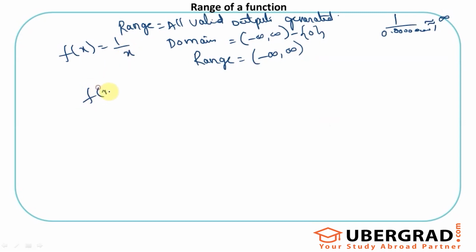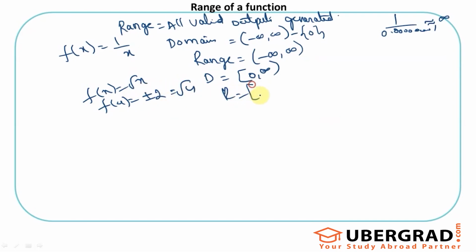Even f of x equals square root of x, as I said, the domain has to be positive. But even if I talk about f of 4, it gives me plus or minus 2. Square root of 4 is plus or minus 2. So the range is minus infinity to infinite. Everything is possible as output for this.